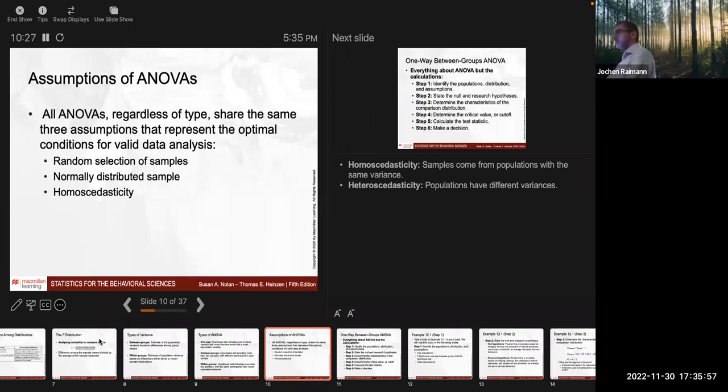Because if you have one group that has tremendous differences, and the other groups basically have small differences, that one group will basically inflate your denominator, and will consequently wrongly lower your F, thereby increasing your chance of a type 2 error in your ANOVA. So that's why homoscedasticity is important.